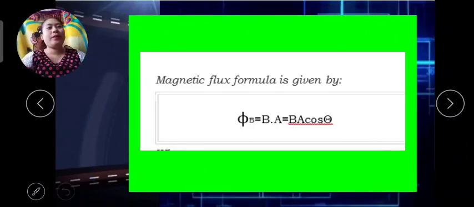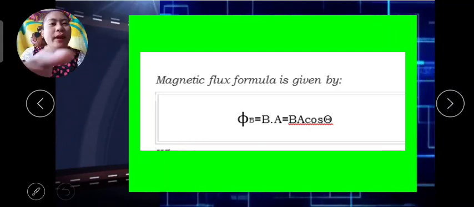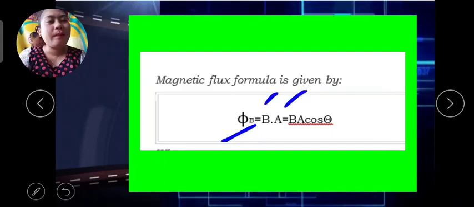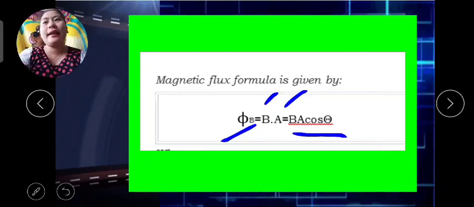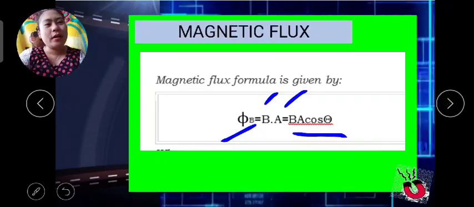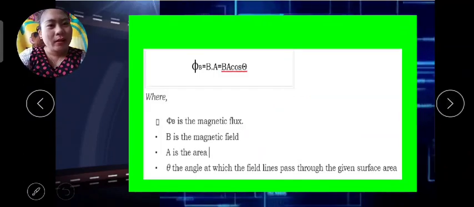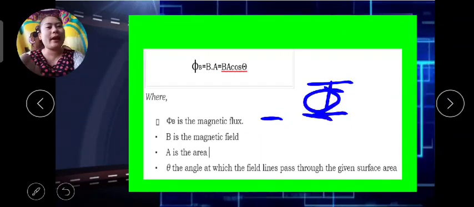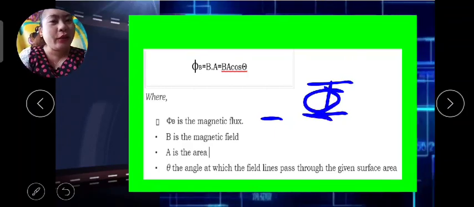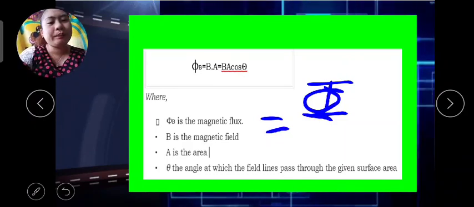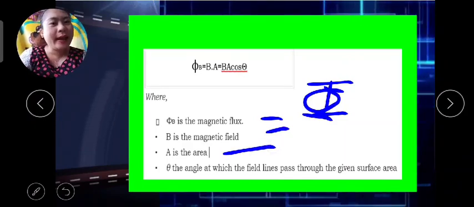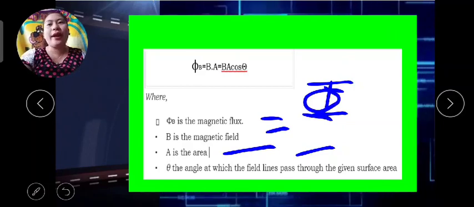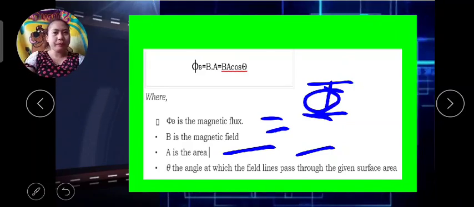Okay? So, magnetic flux formula is given by, we have here, the magnetic flux is equal to BA or BA cosine theta. When these symbols, this one is magnetic flux, or simply we will be using this one, I tapos may circle sa gitna. That is magnetic flux. Then, B is the magnetic field. Then we have here A. The A is the area. And the angle is in degree. So, angle at which the field lines pass through the given surface. So, those are samples of this one.